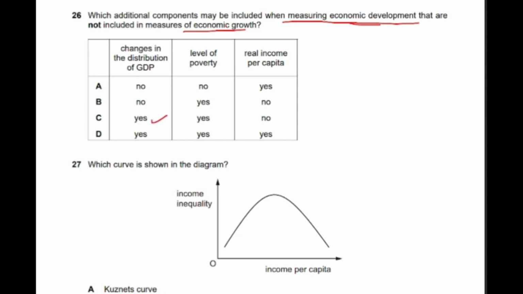Yes, we look into it. Level of poverty, yes, we look into it, but per capita we don't look into it because it is considered in economic growth, not in economic development, right? So economic development basically shows better standard of living of the country.